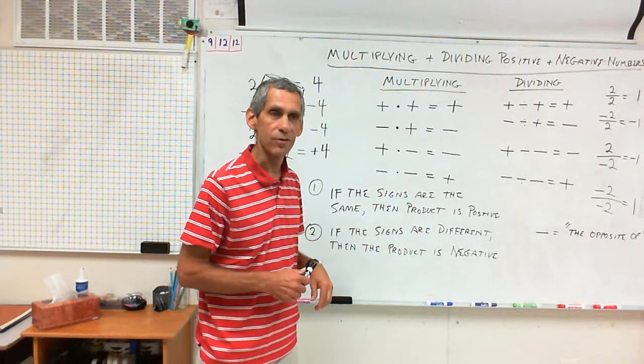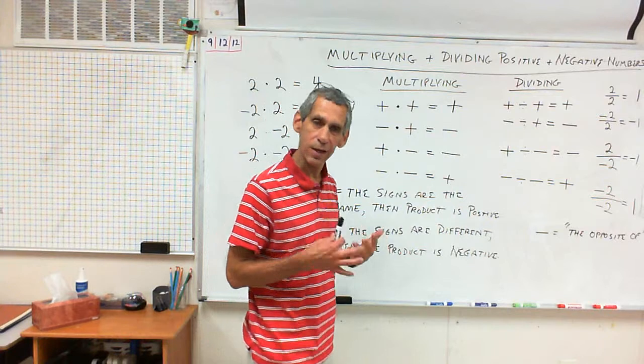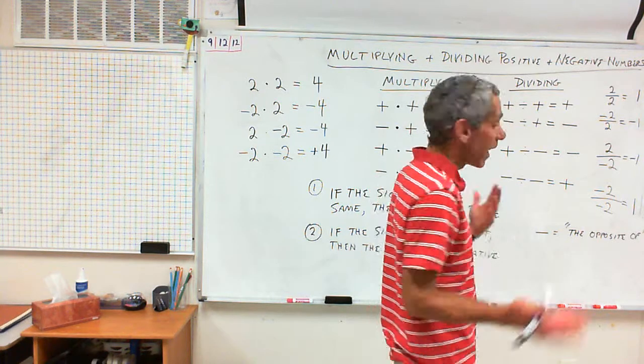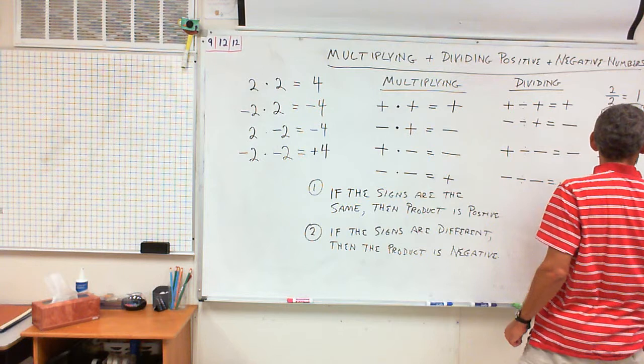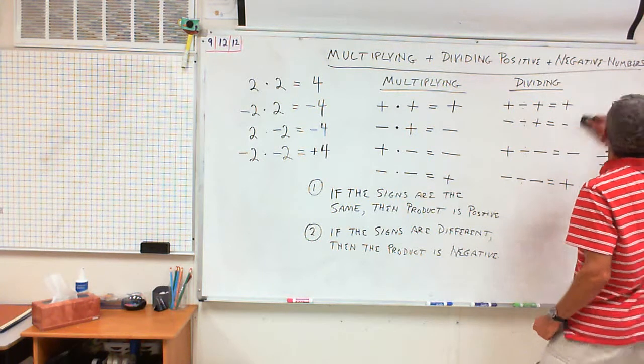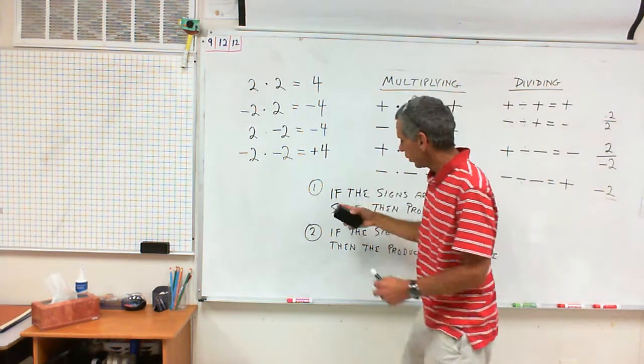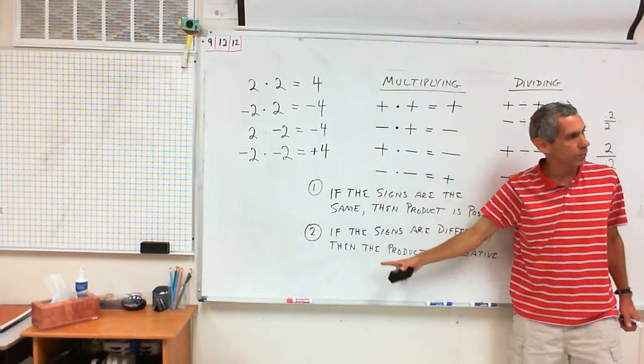The earlier answer was probably better, but that's also something worth knowing. So that is how they work. Let's practice a few. I'm going to erase all this. We found that these rules work for both multiplying and dividing.